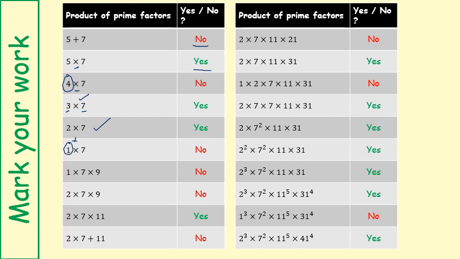Later examples where you've got powers are absolutely fine, so long as the numbers with powers are prime numbers. Okay, so you've got 1 is not a prime number here, therefore we can say this is not a product of primes, even though 7, 11 and 31 are prime numbers.